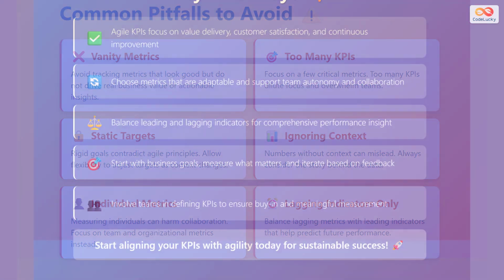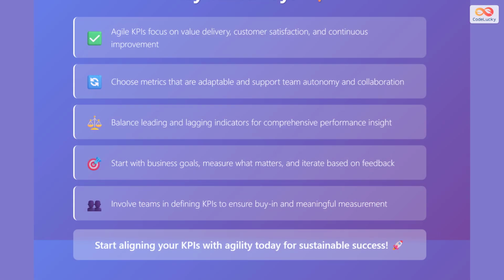Let's recap the key takeaways from this presentation. First, remember that Agile KPIs fundamentally focus on value delivery, customer satisfaction, and continuous improvement rather than just measuring activity or output. Second, choose metrics that are adaptable and support team autonomy and collaboration. Your KPIs should enable agility, not constrain it.